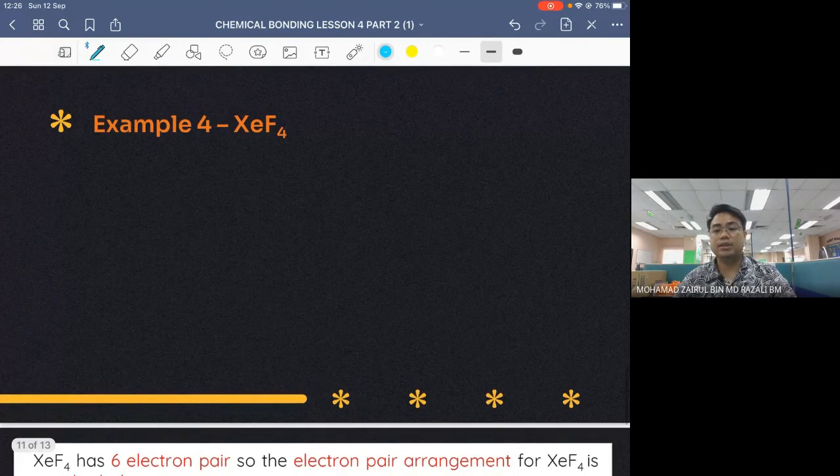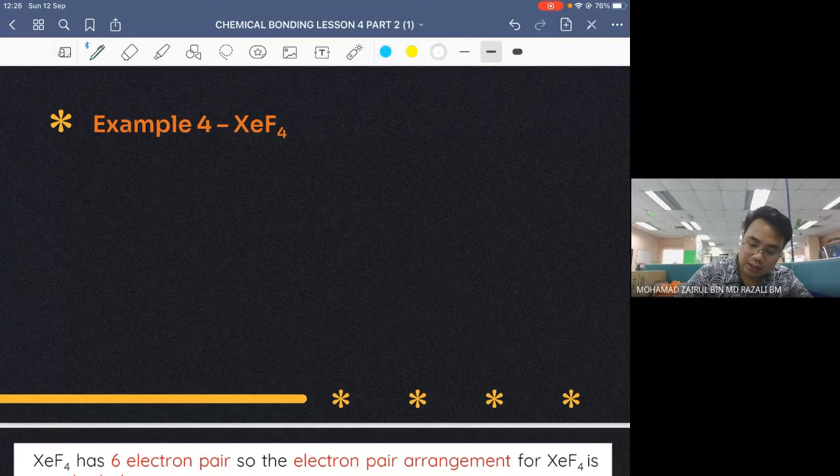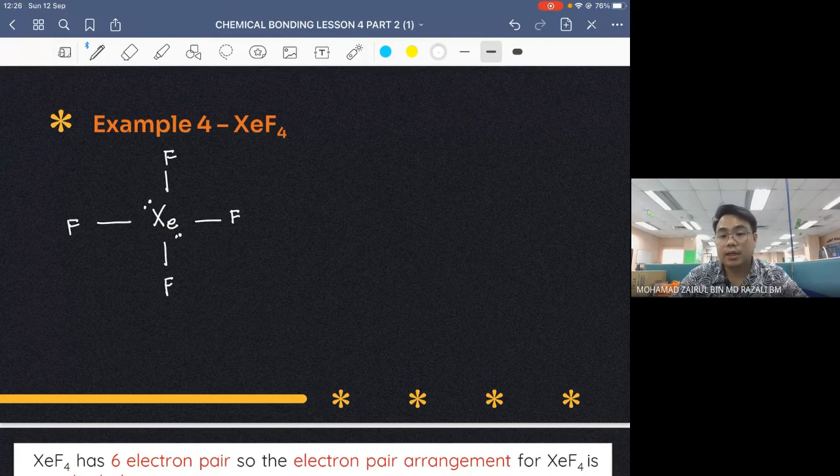XeF4, okay, or xenon tetrafluoride. So kalau awak draw dia punya Lewis structure, the xenon will become the central atom. Okay, and then we have 4 fluorine, okay, 4 fluorine and then 2 lone pair on the central atom. Okay, so number of electron group.